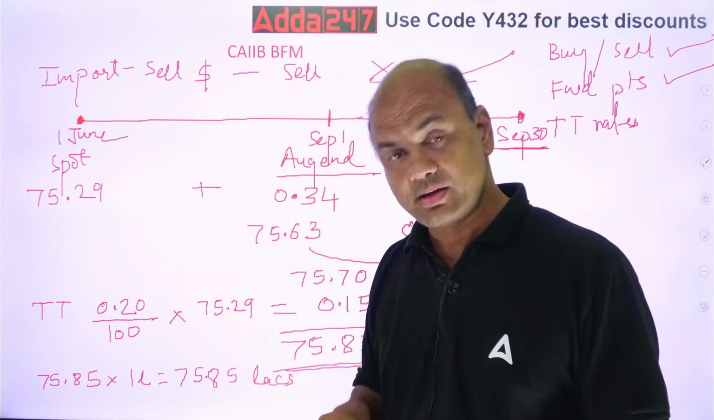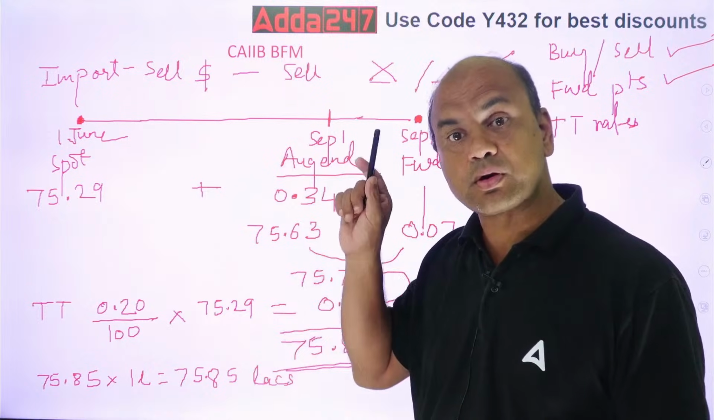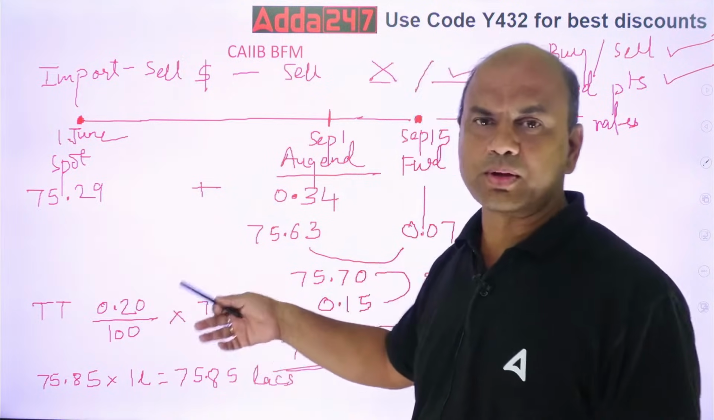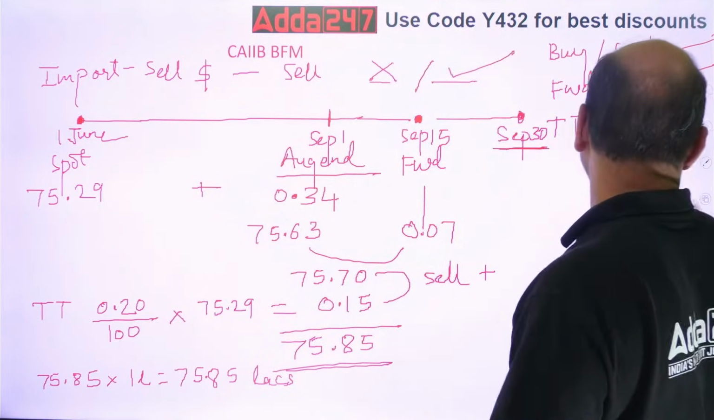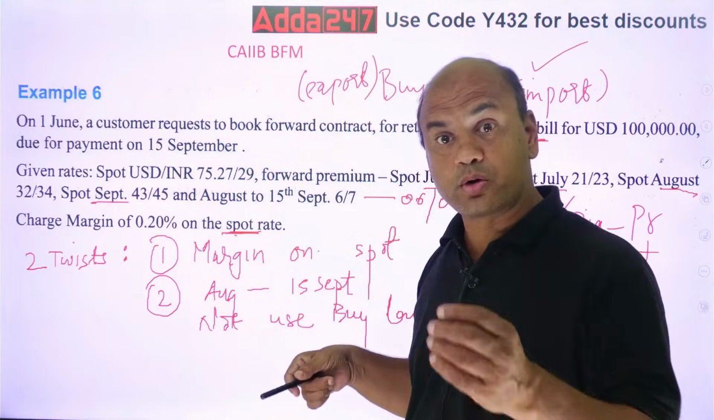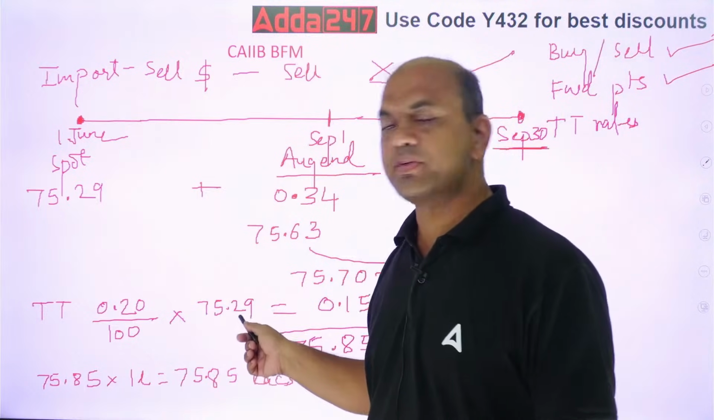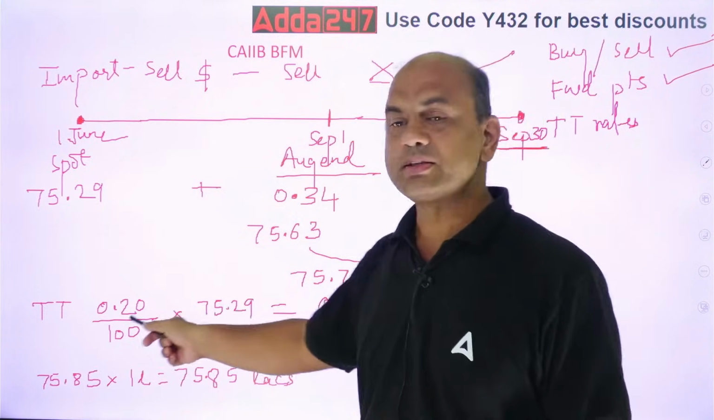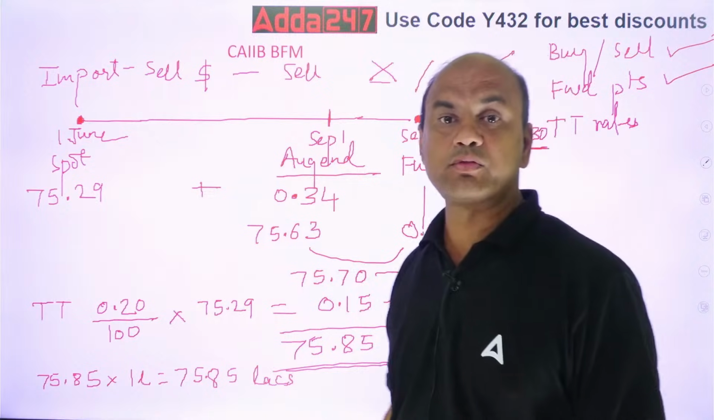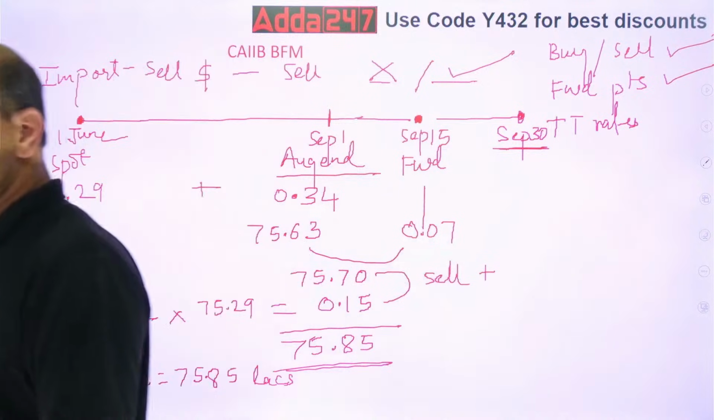But in this problem, it's specifically mentioned: calculate the TT margin on the spot. So this is the spot. So 20%, sorry, 0.2%, into spot. 20% is a huge amount. So 0.2%, so 0.2 divided by 100, into 75.29. Multiply this. You will get 0.15. Everyone try this.